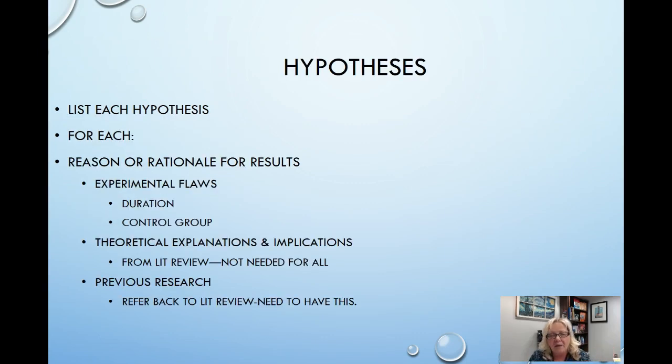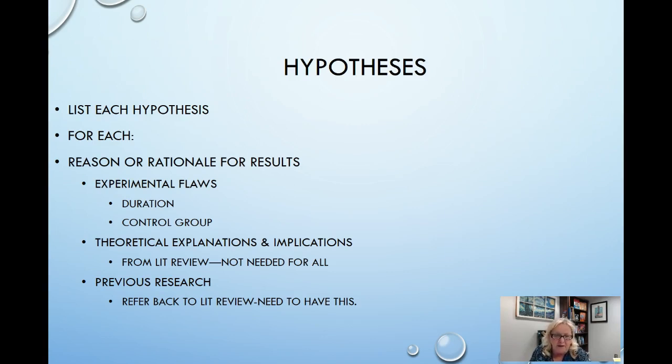You're going to list each hypothesis, much as you did in Chapter 4, and then under each hypothesis, you're not going to repeat the data that you included in Chapter 4, but the outcome. Did it support your hypothesis or not? And then the reason or rationale for whether it supported or didn't support. So here you can talk about some experimental flaws.